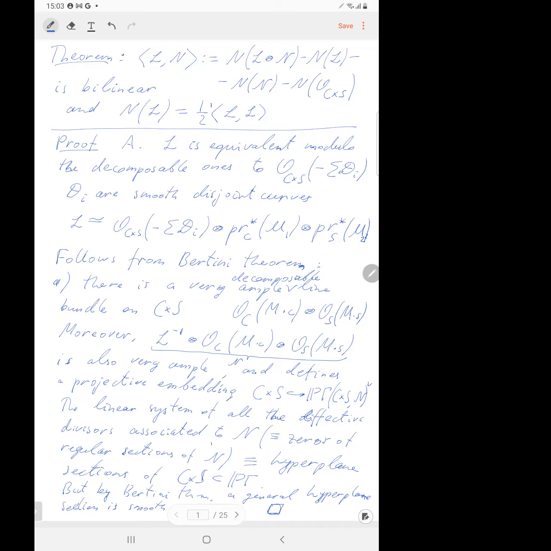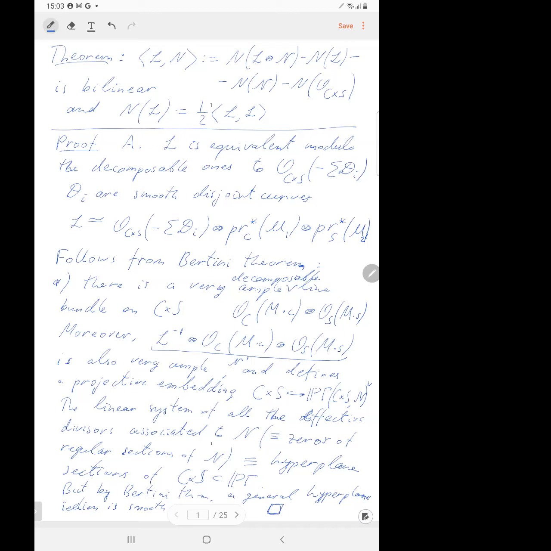We want to prove that L is isomorphic to the structure sheaf twisted by such a divisor. How does this follow from that? Divisor. In Russian they say divisor. Second, excuse me. We are talking of n. You see, this n is equivalent to L inverse, right? And almost all regular sections of n have smooth zero divisors. That's what we need.